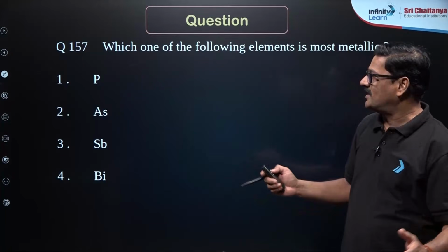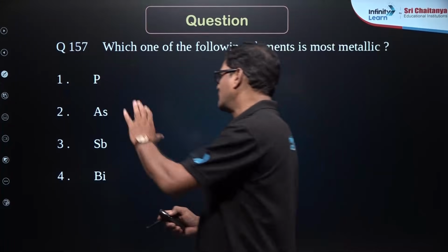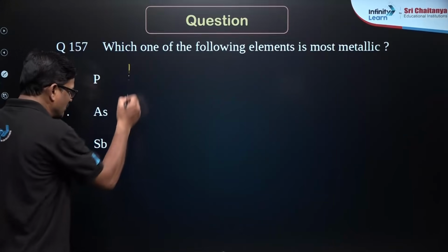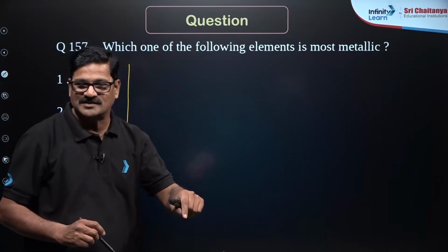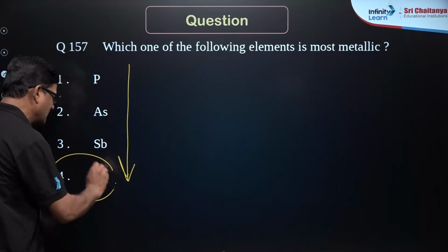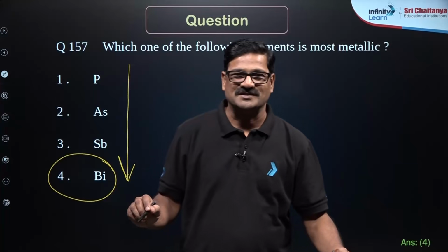Students, this question asks which of the following elements is most metallic. So, phosphorus, arsenic, antimony, bismuth. Down the group, metallic nature increases, electropositivity increases, so I would like to say bismuth is the most metallic. Option 4 is the correct answer for this question.